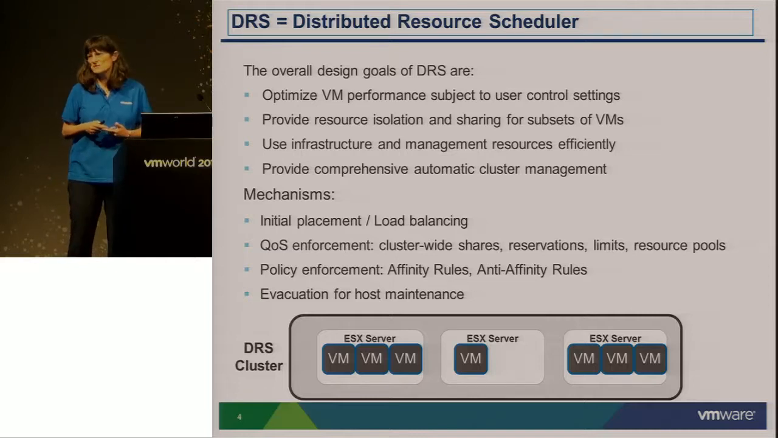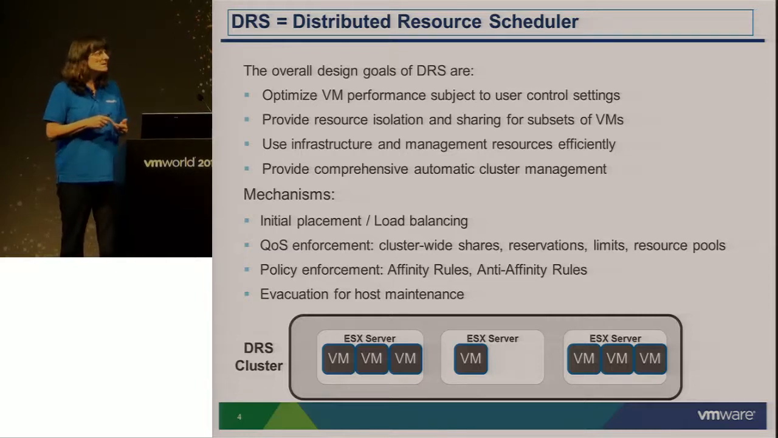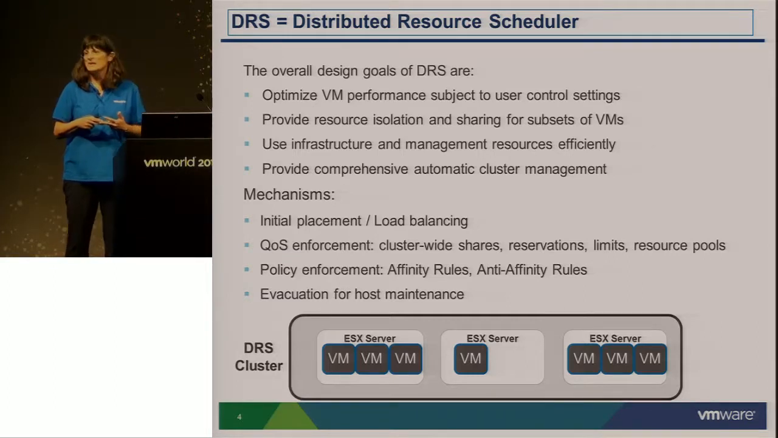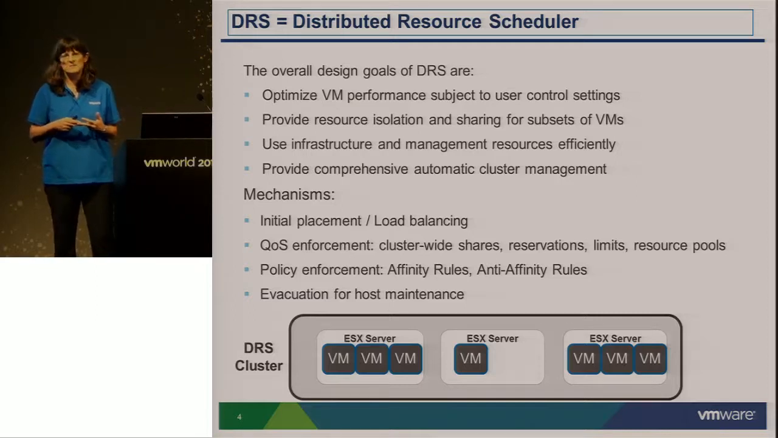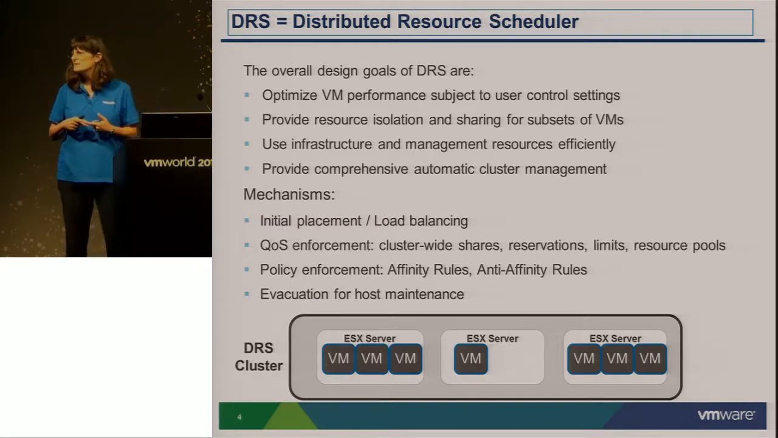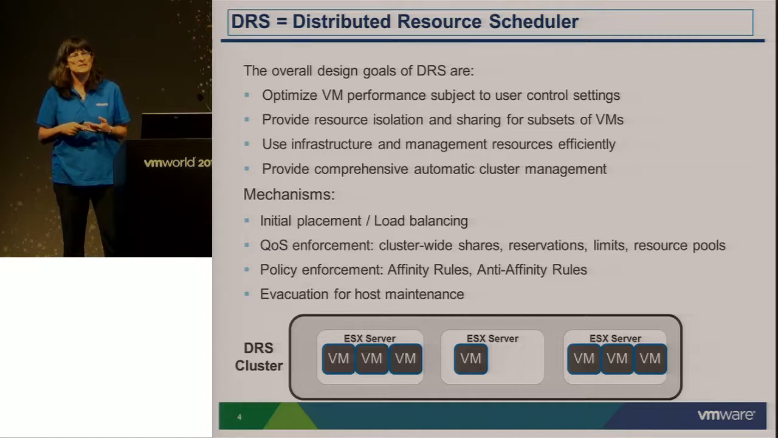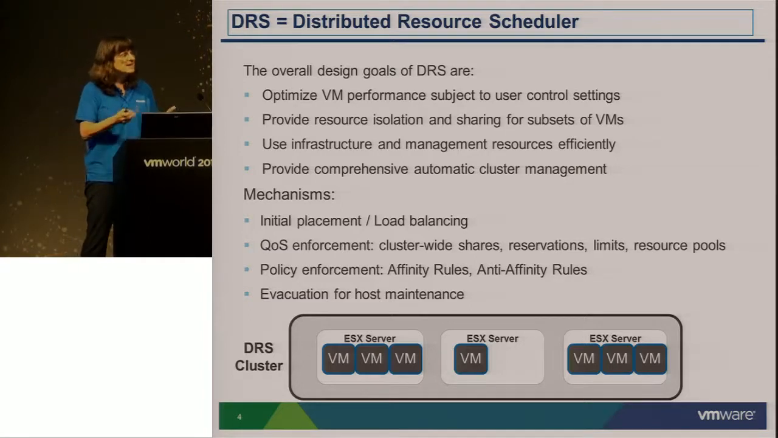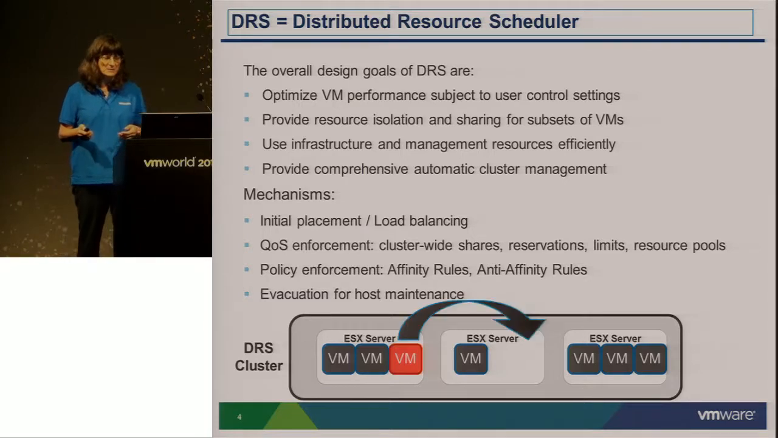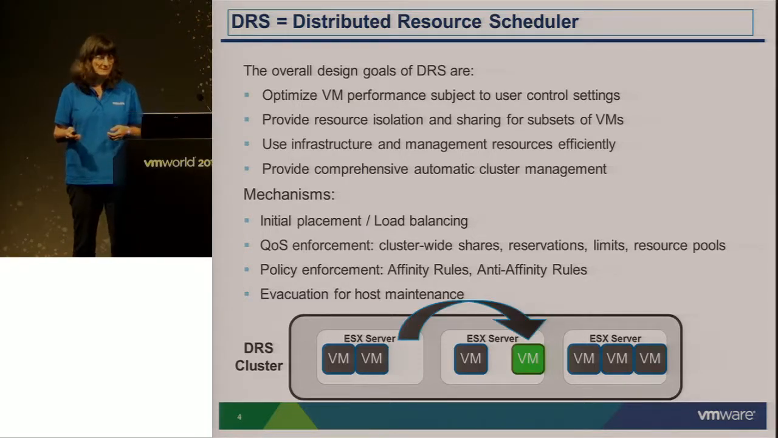The mechanisms we use to try to achieve these design goals are providing automatic placement and load balancing for VMs, enforcing the QoS around VMs based on the settings and based on resource pool structure that you defined in your cluster, enforcing policies that you've set on your infrastructure, VM to VM rules, VM to host rules for affinity and anti-affinity, and finally handling automatically things like host maintenance mode by evacuating hosts. So here we see a VM moving to another server for load balancing.